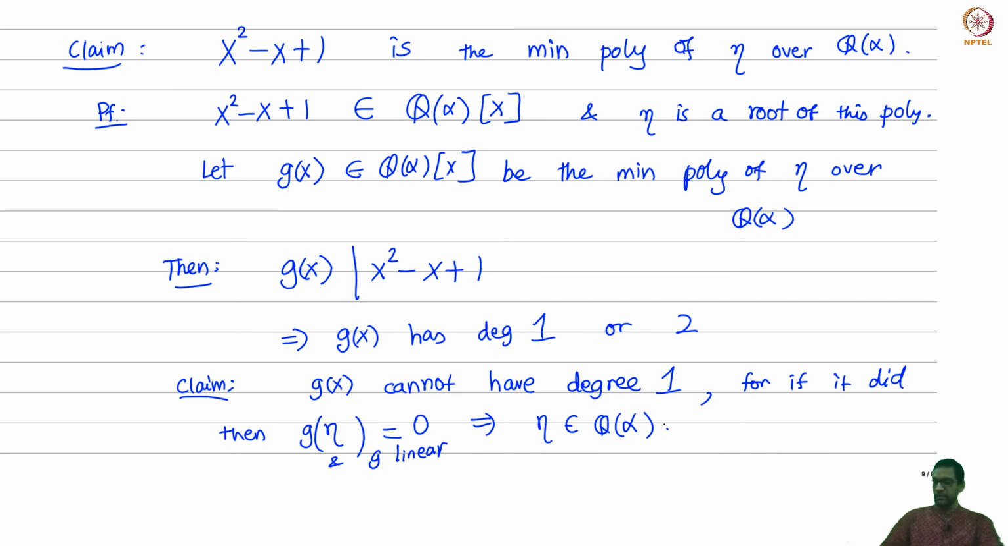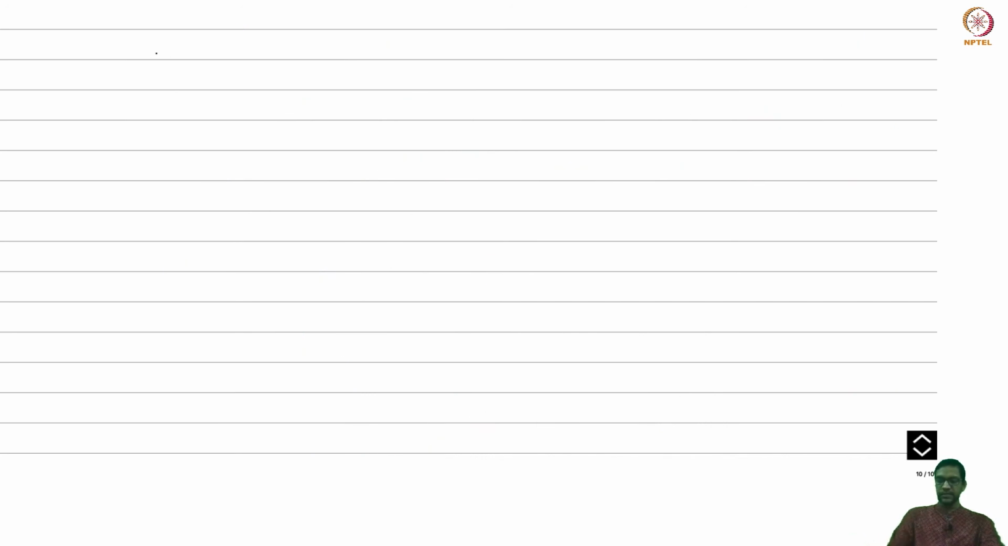But this is not possible. Why? Because Q(alpha) is a subset of the reals. Observe that alpha is the real root; it was the 6th root of 18, a real number. But eta is definitely not real. Eta is e to the 2 pi i by 6. If you wrote it out, it will have an imaginary part: cosine of 60 degrees plus i sine 60 degrees, for example. So that's a contradiction.